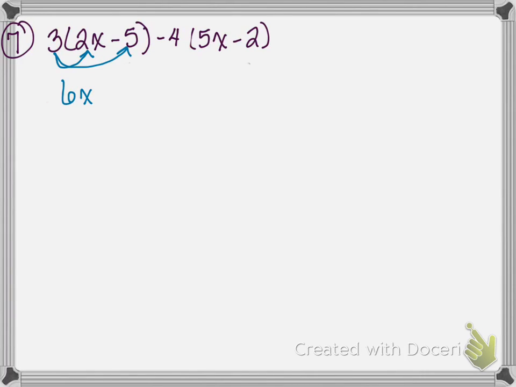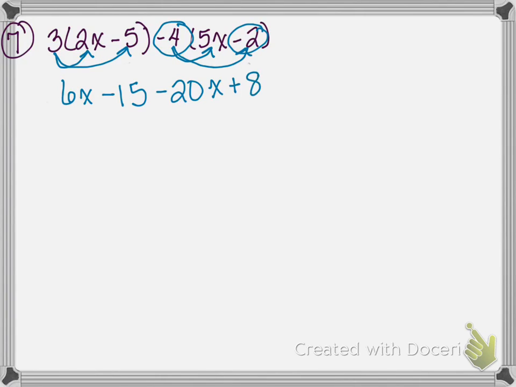3 times negative 5 is negative 15. And most students do fine with that. It's this minus 4. Remember that subtraction sign belongs to the 4. So I am doing negative 4 times 5x, and that's negative 20x. That right there is where students miss. The negative 4 times the negative 2 is positive 8. Okay? And students oftentimes miss that negative times a negative. So just be sure you're distributing that negative also.